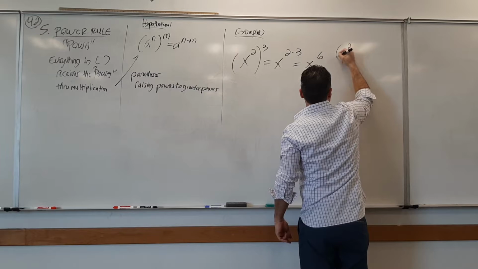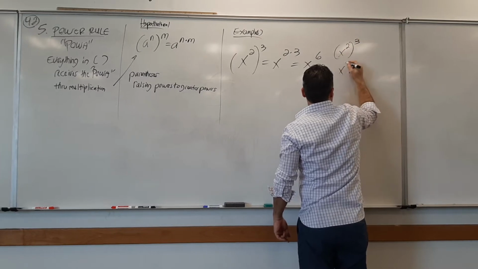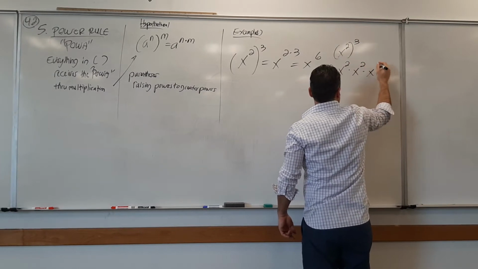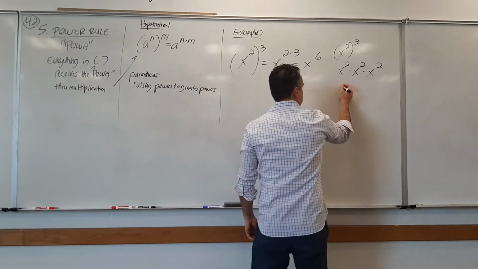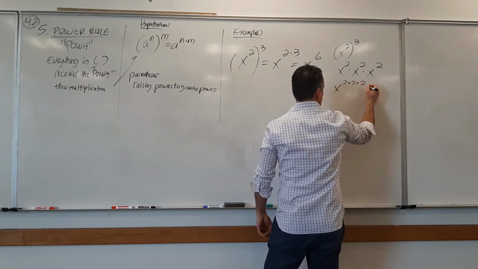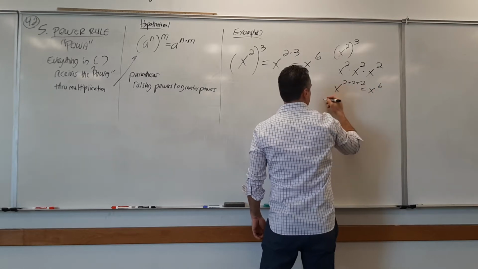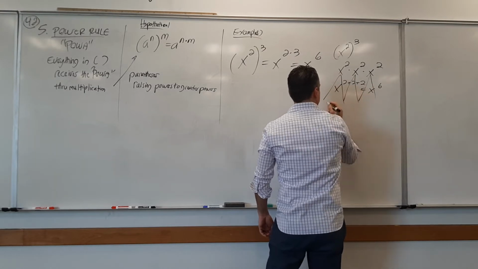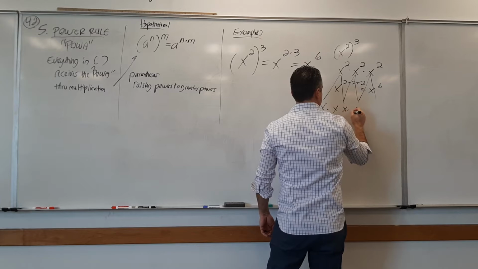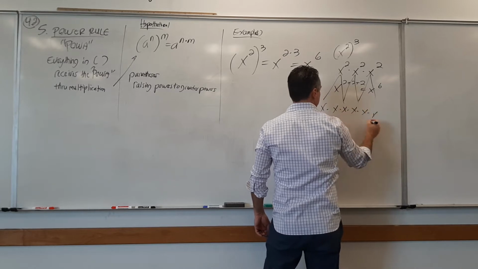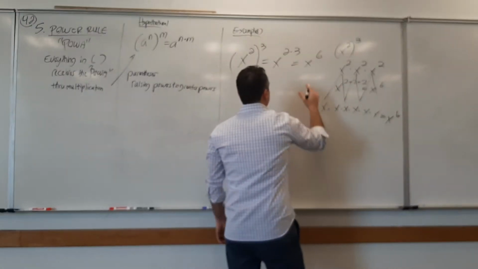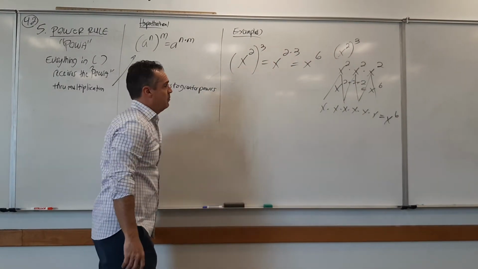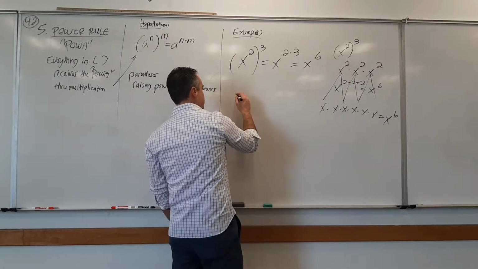X to the second, if we take it to the third, that's going to be x to the second times x to the second times x to the second. We already know, according to the product rule, that that's x to the 2 plus 2 plus 2, which equals x to the 6. But if you want to break that down, each one of them would be x times x, x times x, x times x, all being multiplied. We said when everything's being multiplied, we change the little number, it's x to the 6th. Or you can just take the shortcut, which is much nicer.